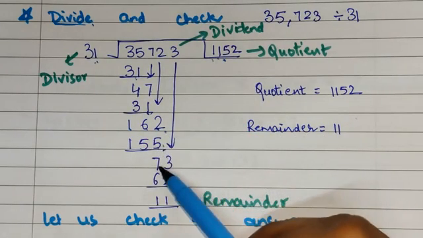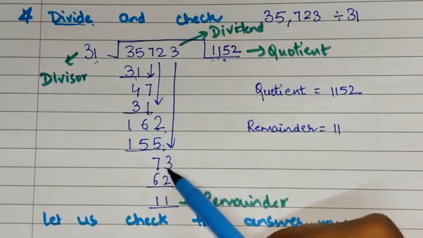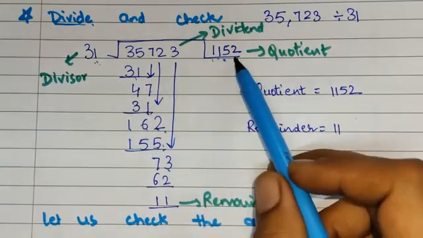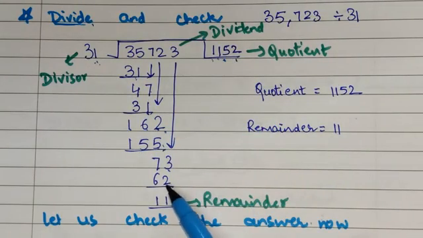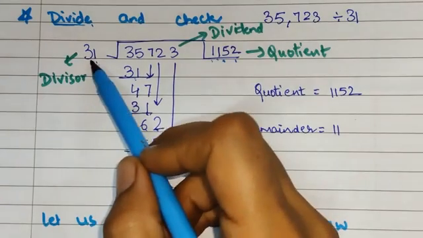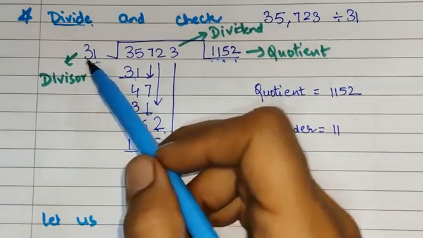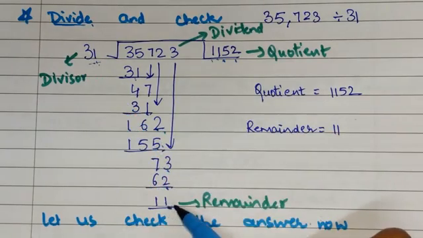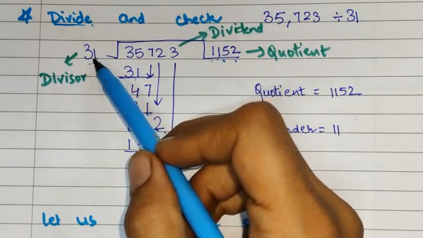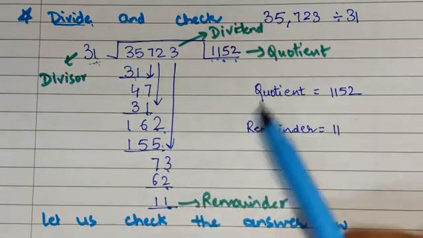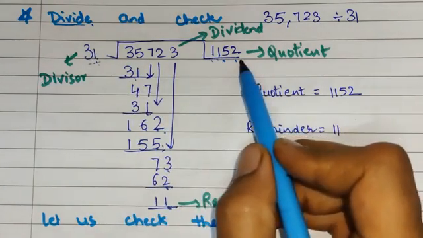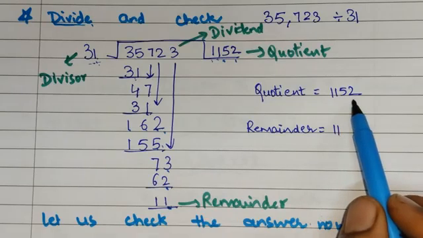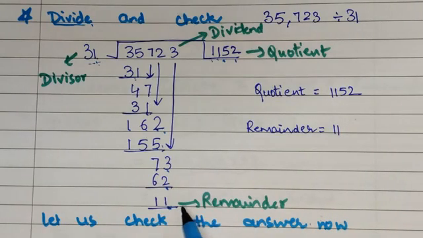12 minus 5 is 7. Now 3 comes down. 31 into 2 is 62. 11 is the remainder. We cannot proceed. Why? Because the remainder is less than the divisor. Whenever the remainder is less than the divisor, we stop there. So this is our quotient, that is 1152, and this is our remainder.